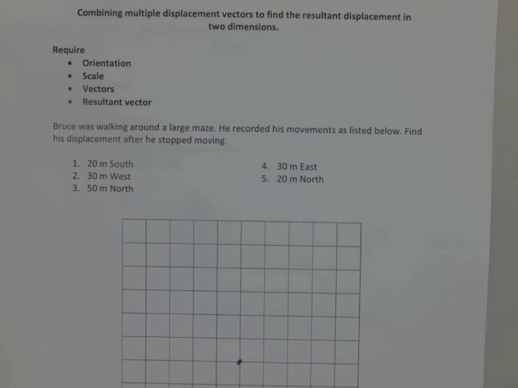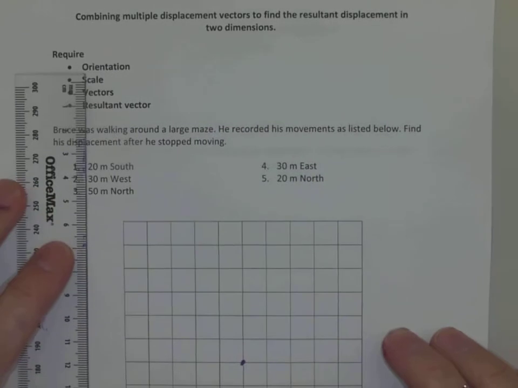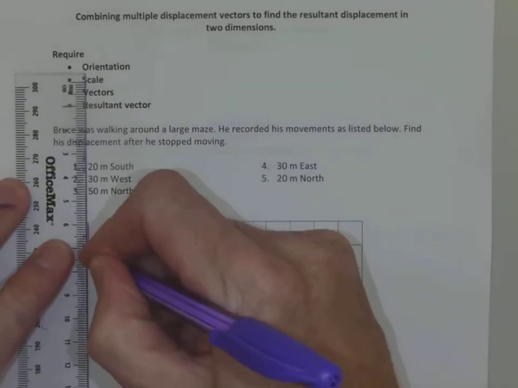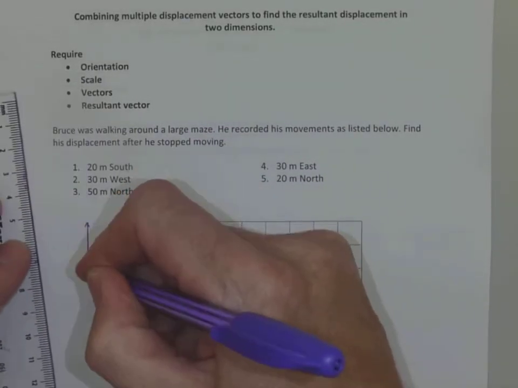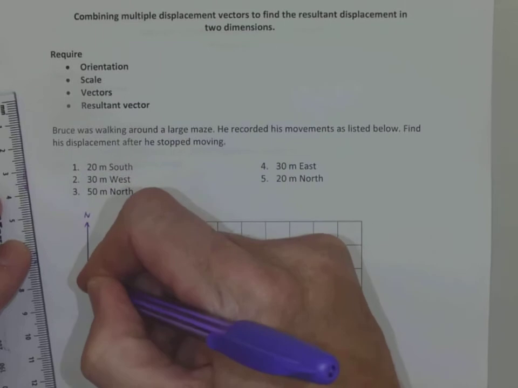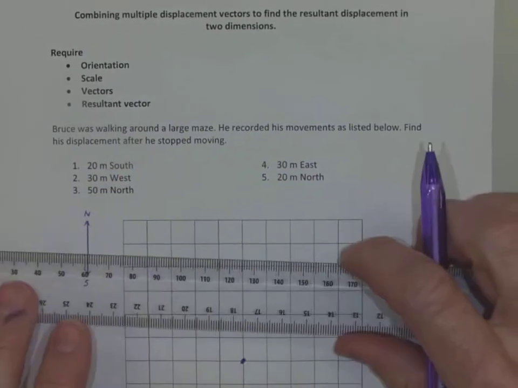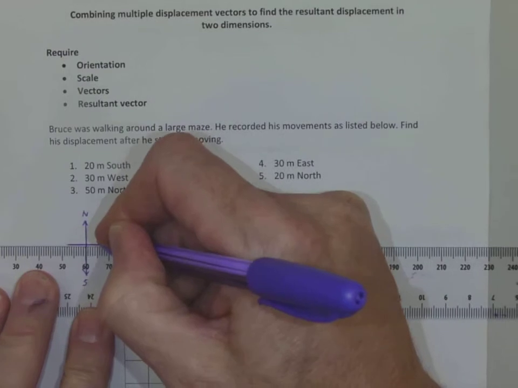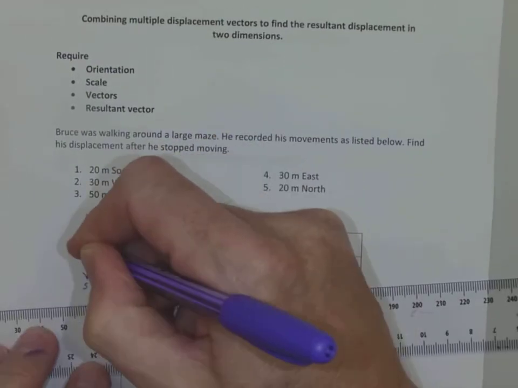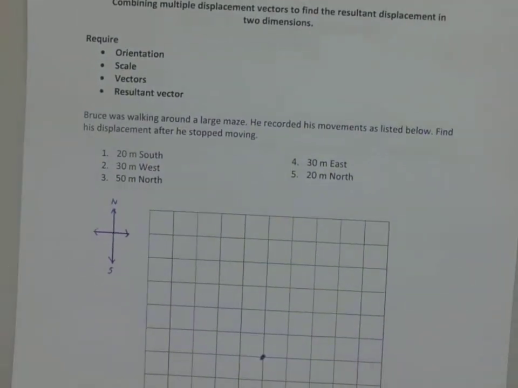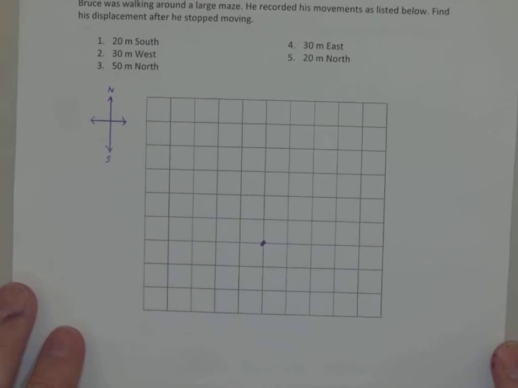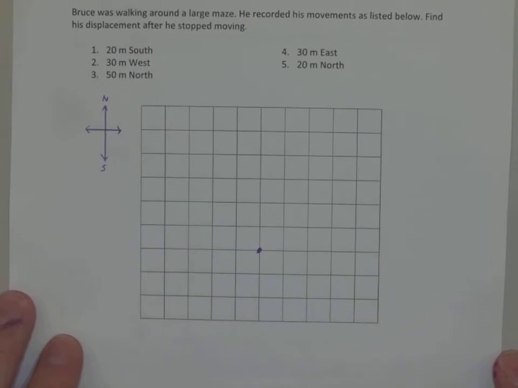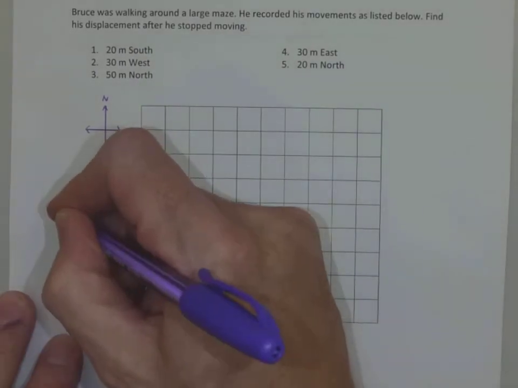So we're going to need an orientation, a scale, vectors and our resultant vector. So I'll put in the orientation first. We've got north, south, east and west. We're going to need a scale, and I think for this particular problem we might go with 1 centimetre equals 10 metres.